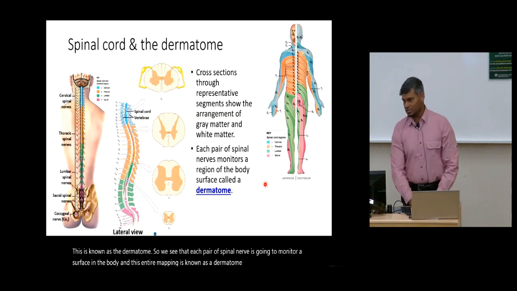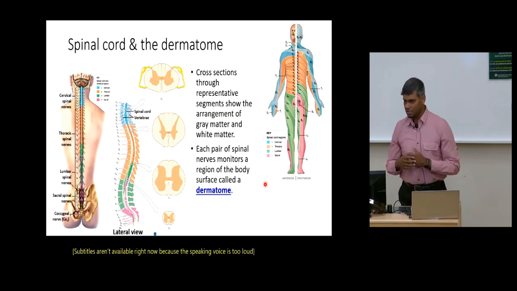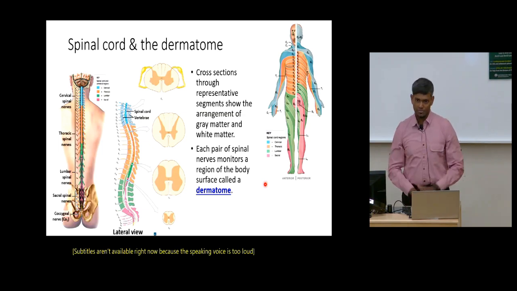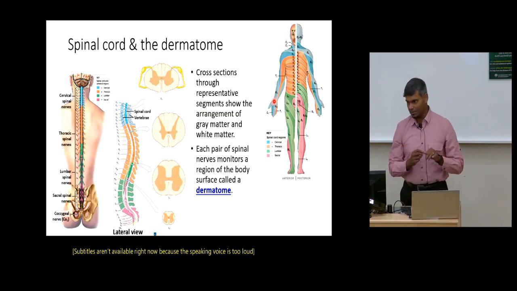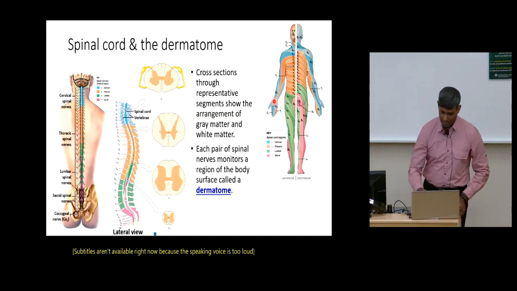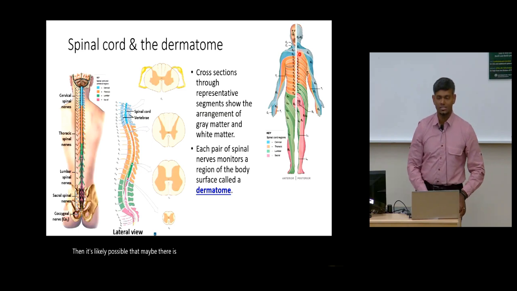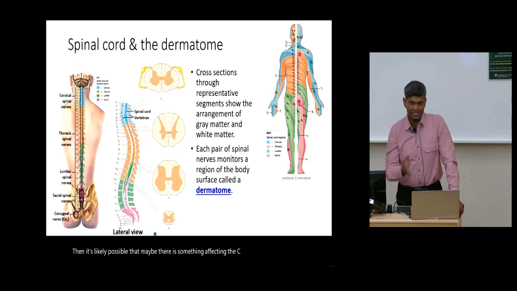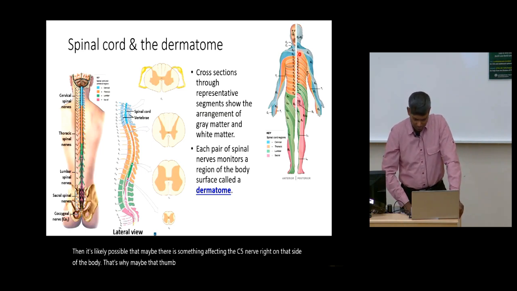Now, the clinical significance of having this dermatome map is that if there is an injury in any part of the spinal cord, you could identify that by considering which part of the dermatome is affected. For example, let's say a person is not able to feel his thumb. It's lost sensation there. Then it's likely possible that there's something affecting the C5 nerve on that side of the body, and that's why that thumb has lost its sensation.